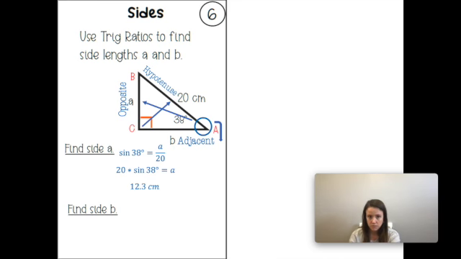If not, ask questions. All right, so for side B, this time I don't know B, but I still know the hypotenuse, and I still know angle A. So this time, adjacent, hypotenuse, cosine is the winning trig function, and it's going to be B over 20. Multiply both sides by 20. Type this part in my calculator, and I get 15.8 centimeters. Now, when you type that in your calculator, it's not going to show you 15.8. It's going to show you a big, long decimal. That's fine. We're just rounding to the nearest tenth.